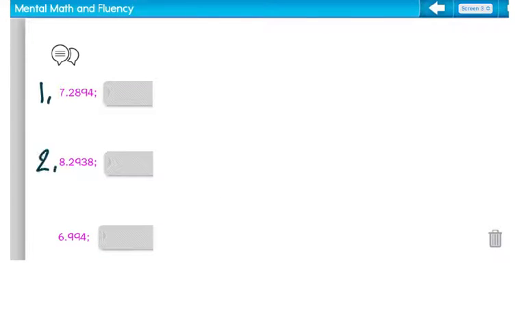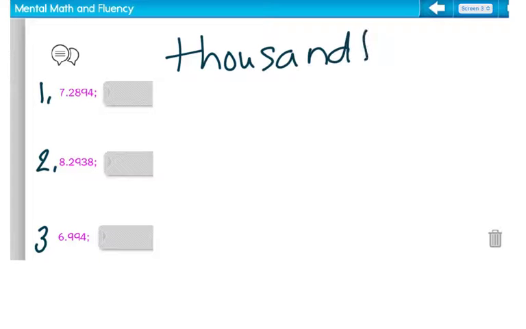And one last warm-up for this type of problem. Please round each of these to the nearest thousandths. So remember, the places are the tenths, hundredths, and thousandths. Pause the video and write down each decimal rounded to the nearest thousandth.